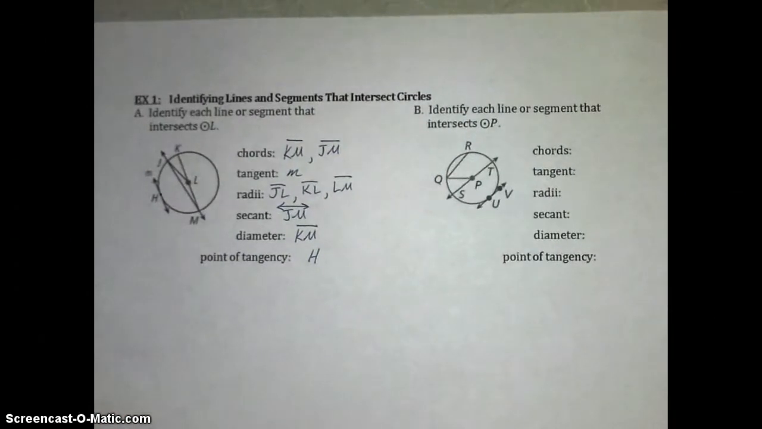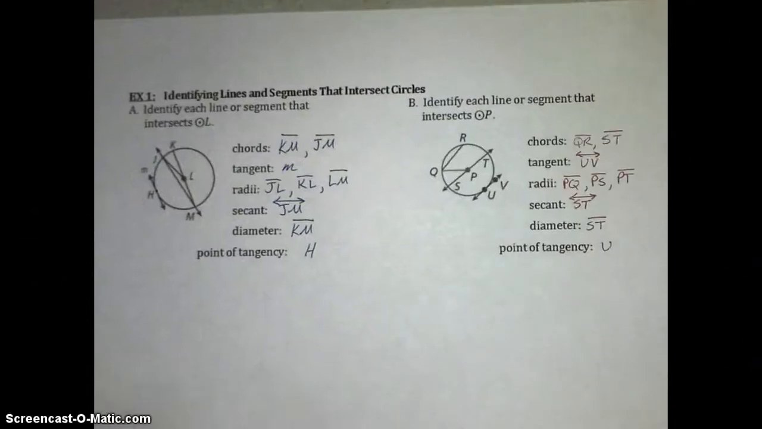Alright, if you need more time, pause again, but otherwise these are the answers you should get. Alright, chords are QR and ST. Tangent is line UV. Radii are PQ, PS, and PT. Secant is ST, line ST. And the diameter is segment ST, and the point of tangency for our tangent is U.